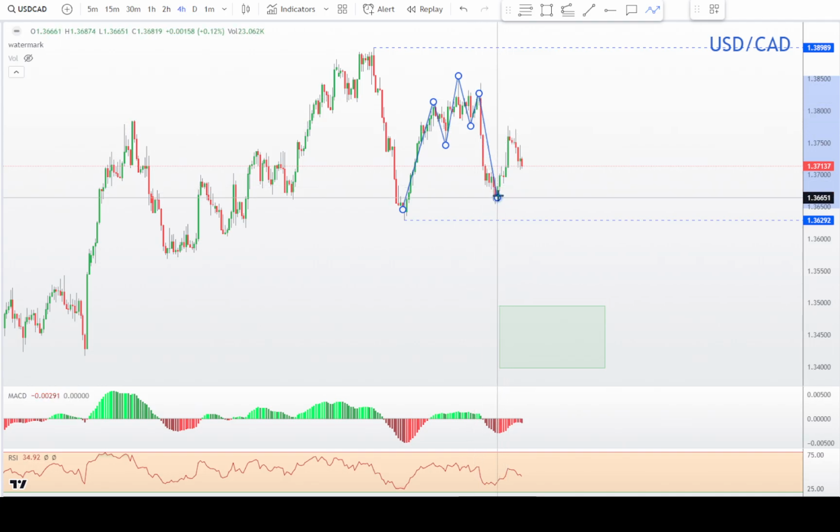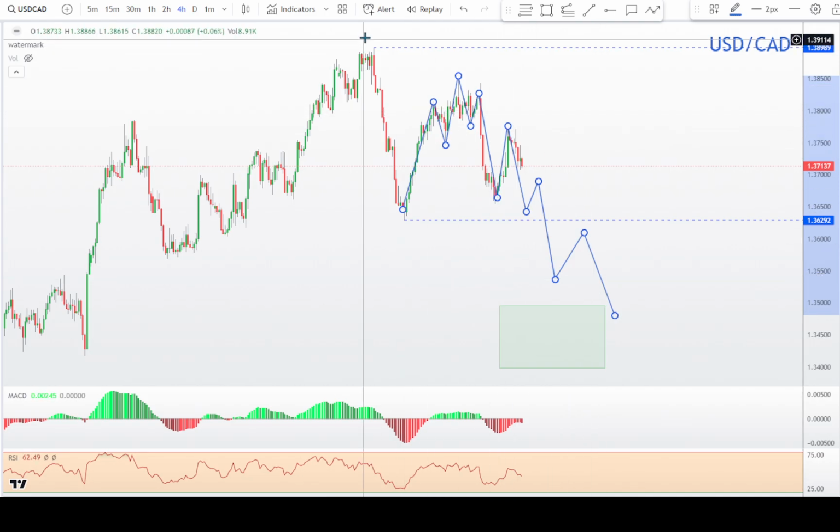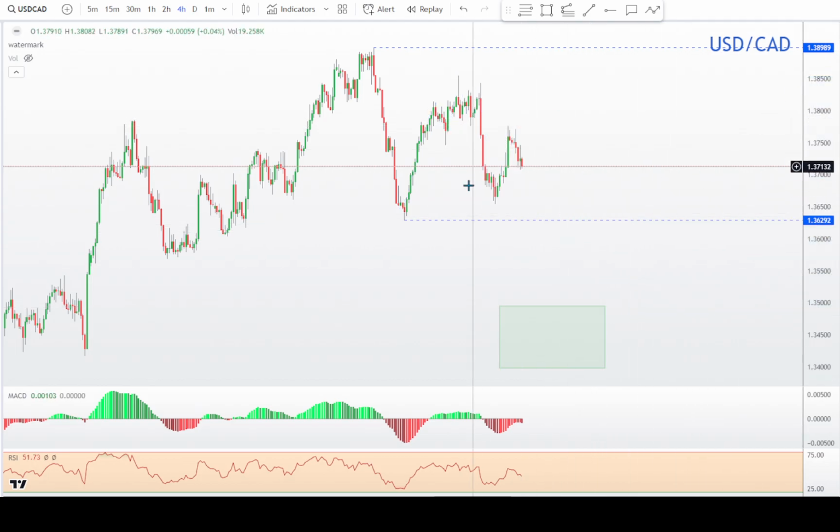I mean 1, and then that's a 2, and then they'll come down for 3, and then a 4, and then a 5, and make an ending diagonal, and be just a big ABC. And I could see them coming down to like 134.9. But for right now, we don't have enough information on what the pattern is.